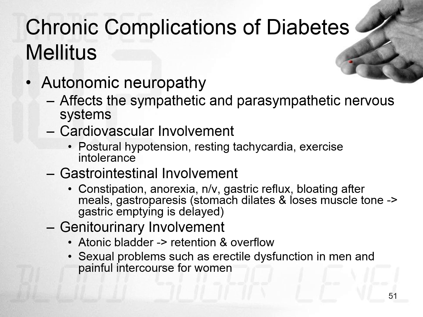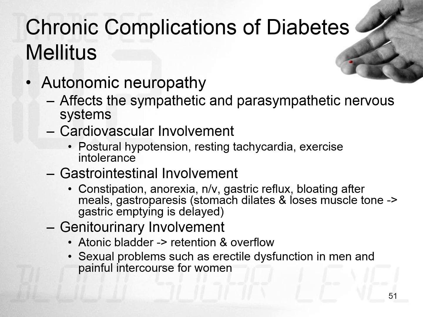And autonomic neuropathy affects the sympathetic and parasympathetic nervous systems. Here our cardiovascular involvement would include postural hypotension, resting tachycardia, and exercise intolerance. If our gastrointestinal system is involved, those patients will have constipation, anorexia, nausea, vomiting, gastric reflux, bloating after meals, and gastroparesis, where the stomach dilates and loses muscle tone, so the gastric emptying is going to be delayed.